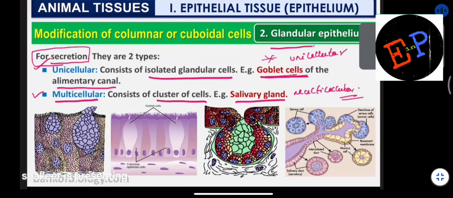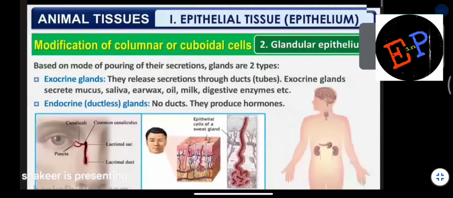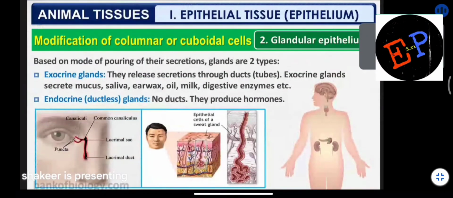Are you able to understand? So this is one important point. Then, glandular epithelium, some more information. Based on the mode of pouring of their secretions, glands are of two types. Glands secrete secretions, right? How these secretions are released into the body, based on that, glandular epithelium can be divided into two types. One is exocrine, the second one is called endocrine.